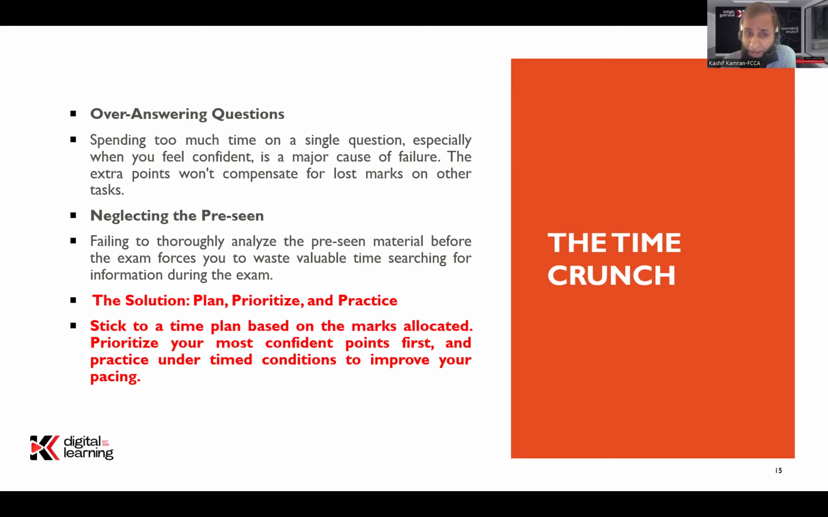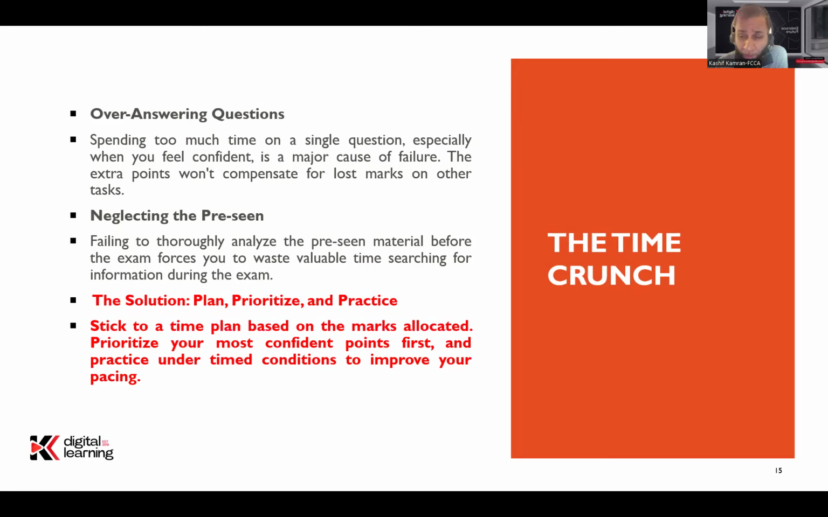Stick to a time plan based on the marks allocated. I just mentioned 1.95 minutes per mark. Prioritize your most confident points first. So if you're writing the benefits of data analytics or the benefits of integrated reporting, try to write first those benefits where you're more confident, where you think you can write better.